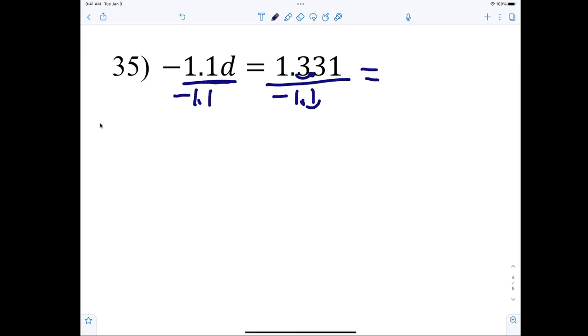Now, is the answer going to be positive or negative? Negative. Now watch me. 11 goes into 13 how many times? Once, with how many left over? I put a 2 up here in the corner. 11 goes into 23 twice with how many left over? 1 goes into 11 once, and then the decimal. Everybody's good with that? That was kind of tricky.